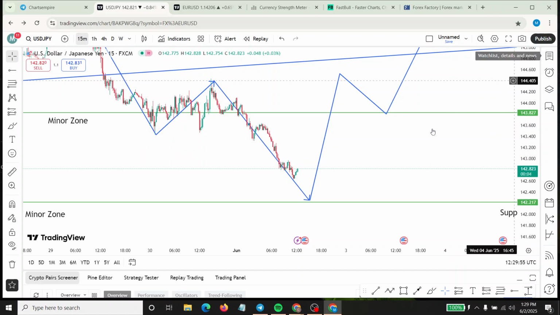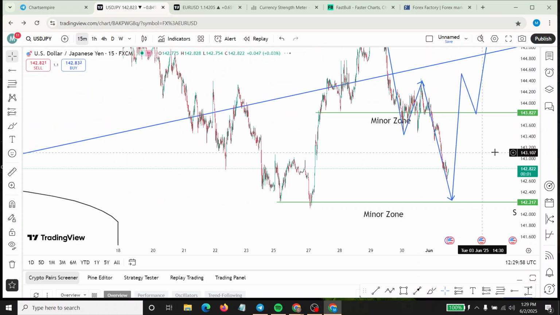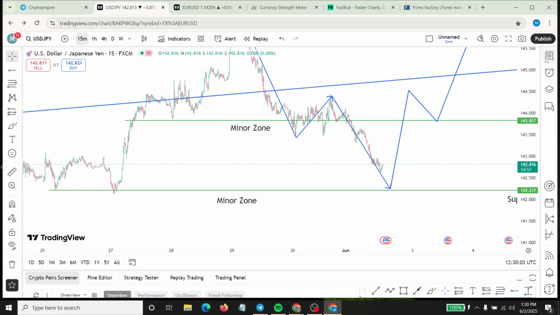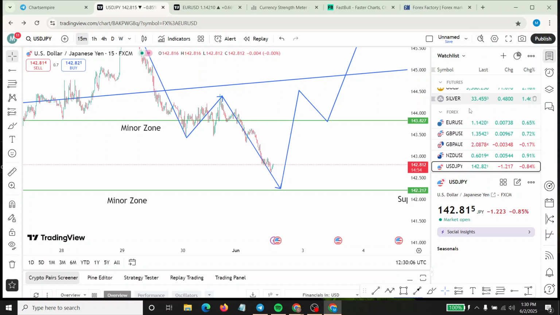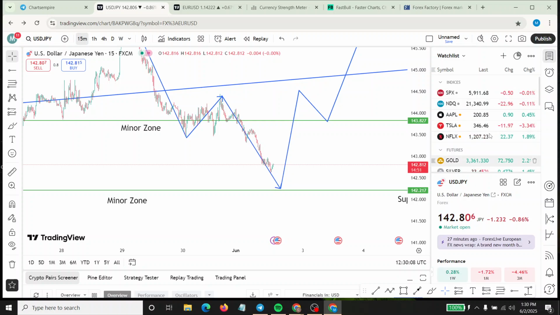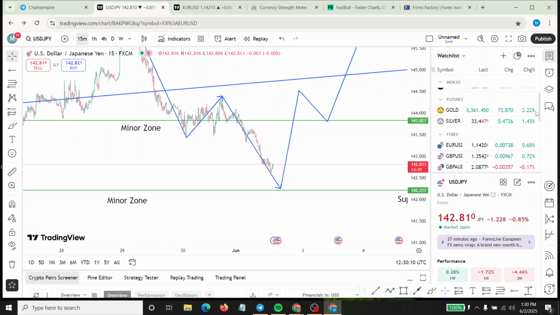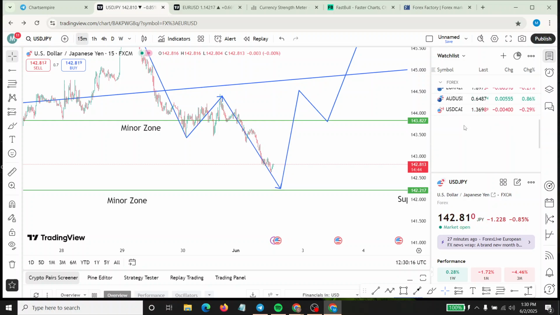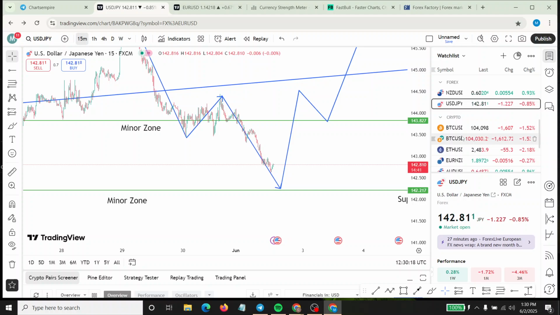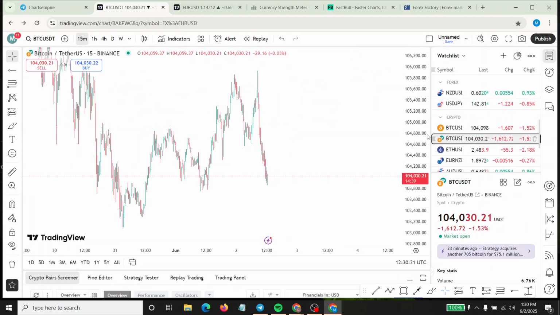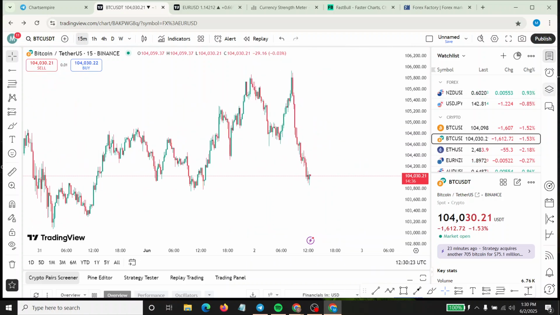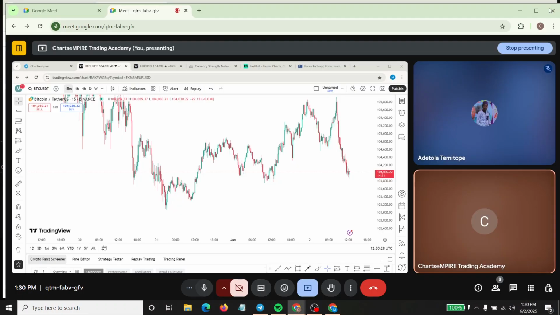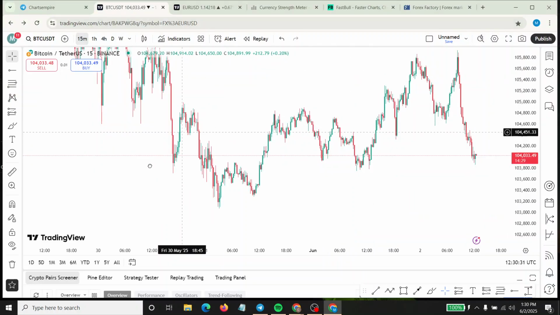Now, let's look for another pair and apply the same concept, because with this concept you can literally use it on any market of your choice, whether it is crypto, stocks, or commodities, anyone. So let's look at the BTC chart.